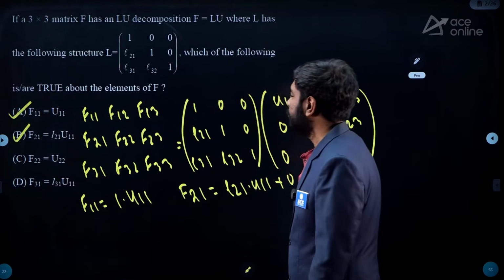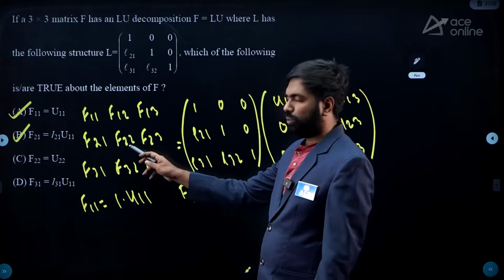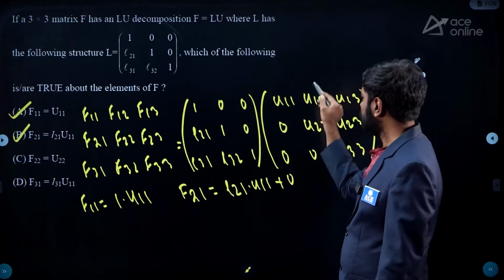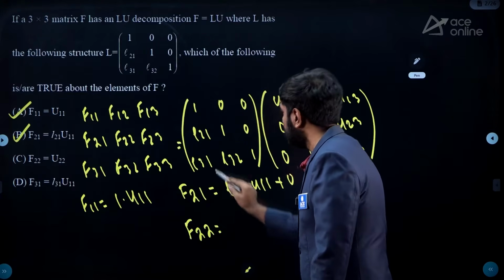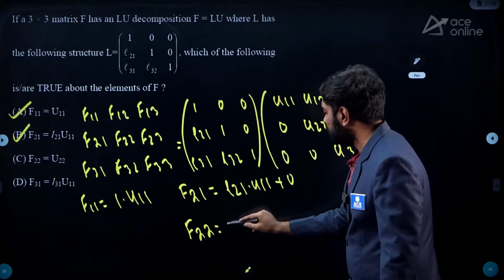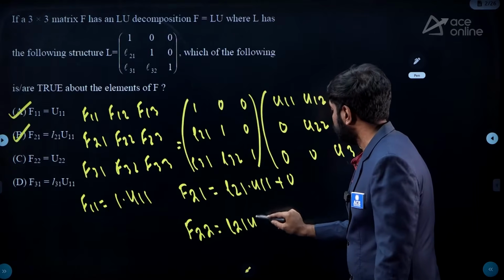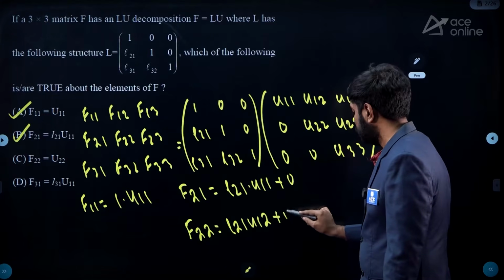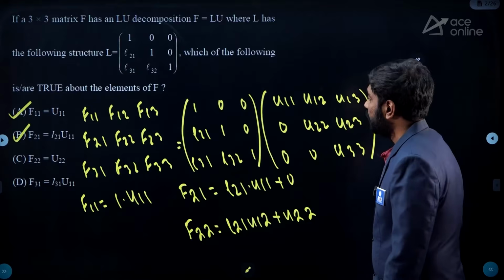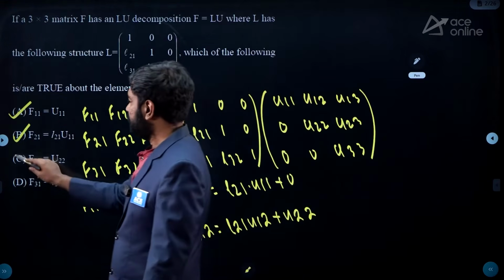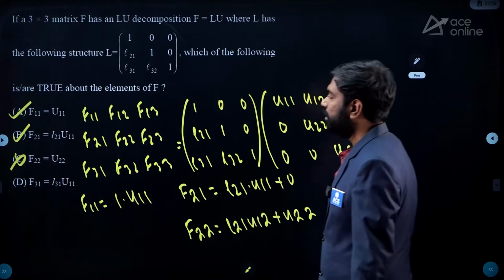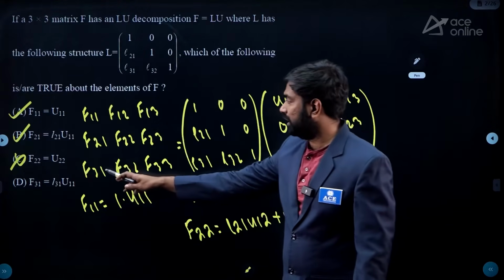Yes, true. Next, they are talking about F22. Take the second row, multiply with the second column. Let's see what is F22. This is the second row, this is the second column. It is L21 U12 plus U22. Okay, so this is this into this, but he says it is just U22. This is false.